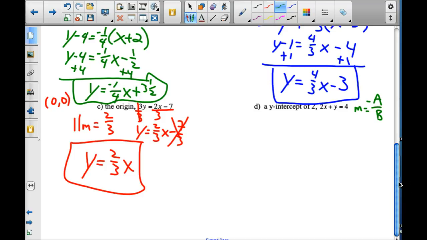So, Rogo, without even solving it for y, what's the slope of that line? Negative 2 over 1, or just negative 2. So what would the slope of all parallel lines to that also be? Negative 2. Jot that down, guys. Parallel slope, negative 2. Okay. What's the y-intercept of 2?